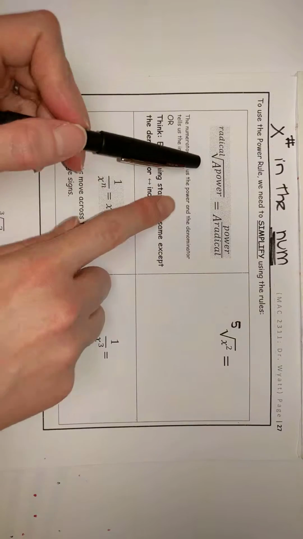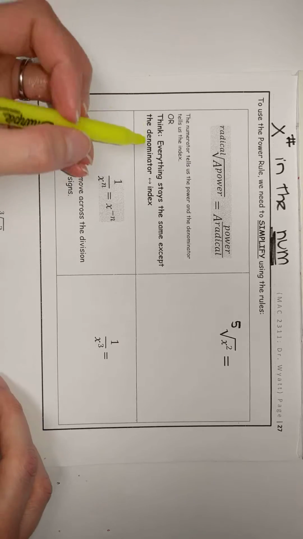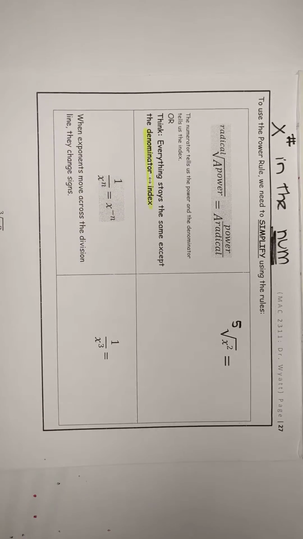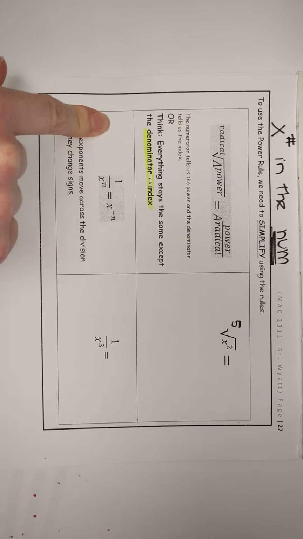So if you remember from intermediate algebra, you had this rule that said that if you have a power and a radical, you could rewrite that as just a base to a fraction. So what I like to think about as far as this rule is that everything stays the same except that the denominator becomes the index, or vice versa, the index becomes the denominator.